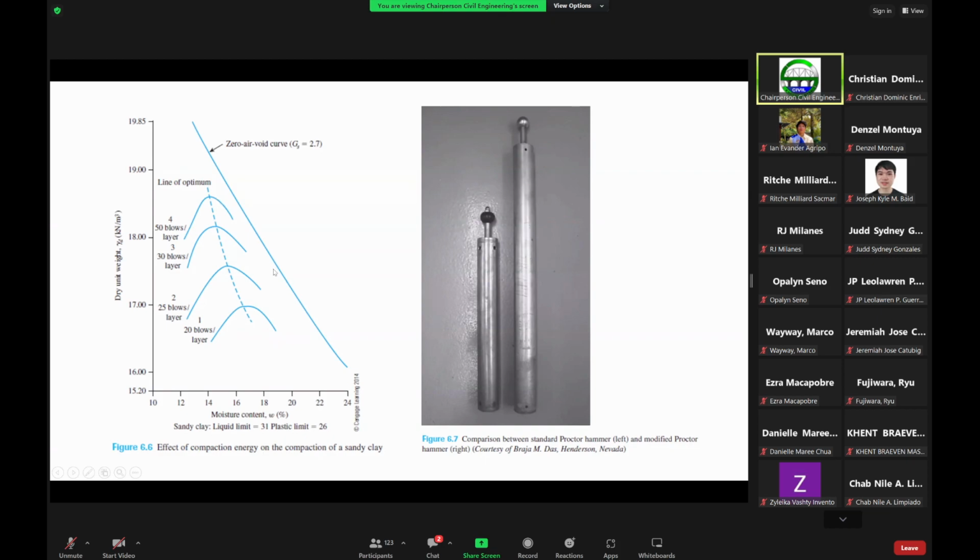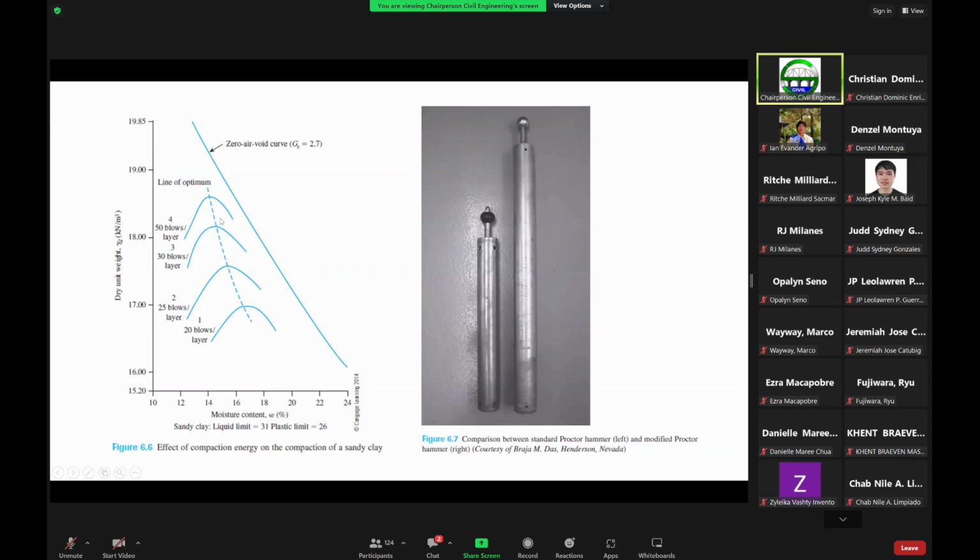Here we see that if you increase the compaction effort, the optimum moisture content seems to decrease, while the maximum dry unit weight is increased as the compaction effort is increased. So that's the effect of the compaction effort.